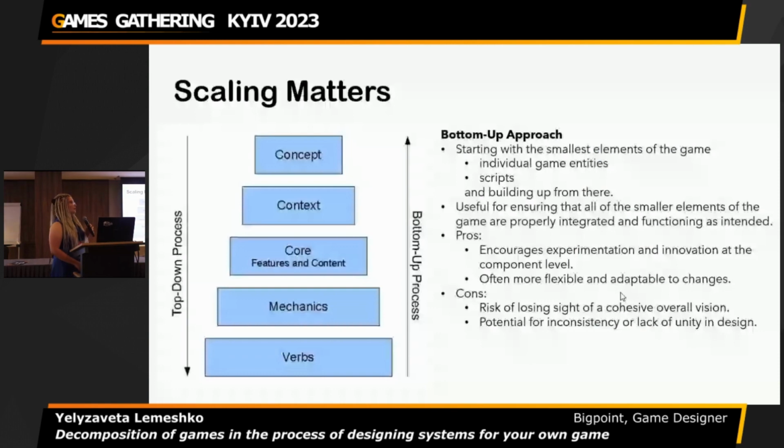The bottom-up approach means you're going from the smallest elements, from entities like, I don't know, a flower as an entity, right? From the coin, from the script, I don't know. Depends on your game, right? And it's very useful to ensure that all of the smallest elements are defined and listed. So as a process, you have brainstorming, and you can bring a lot of experimentation and innovation on this component level, right? So you can change the list of entities, you can change the functionality, whatever. It's your creativity. And as a minus, it's again losing the overall vision.